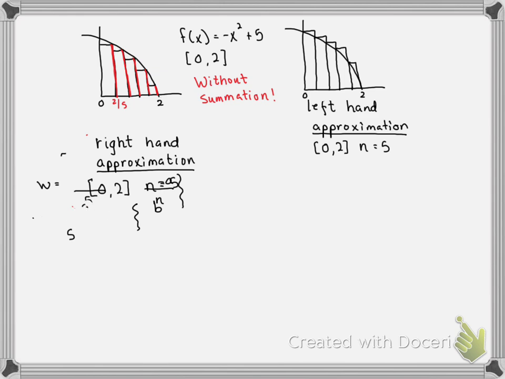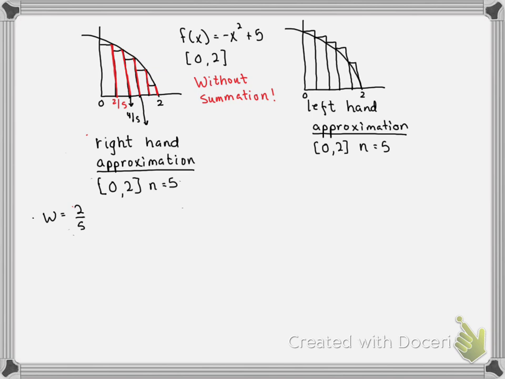Let me erase some of this, and then we can rewrite it in just a second, guys. Bear with me, okay? The right hand approximation. We've got from 0 to 2, n equals 5, and the width of each one is 2/5, so we divide 2 by 5. The right hand of that first rectangle is at 2/5, then that one is at 4/5.